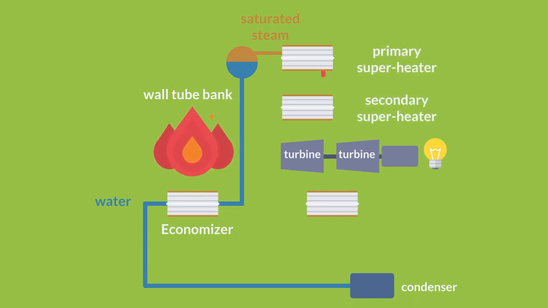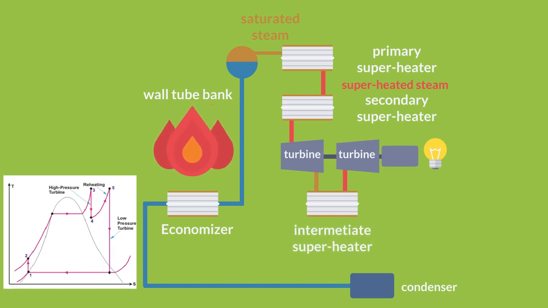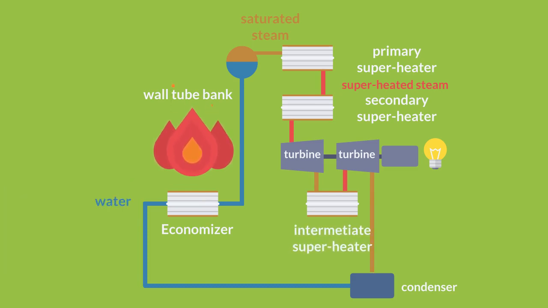In this part, the steam is a saturated vapor. Superheaters are heat exchangers where the saturated steam is heated using the hot flue gas from the oven. Steam can be extracted from a high-pressure turbine and reheated. Finally, the wet vapor is sent to a condenser, closing the circuit.